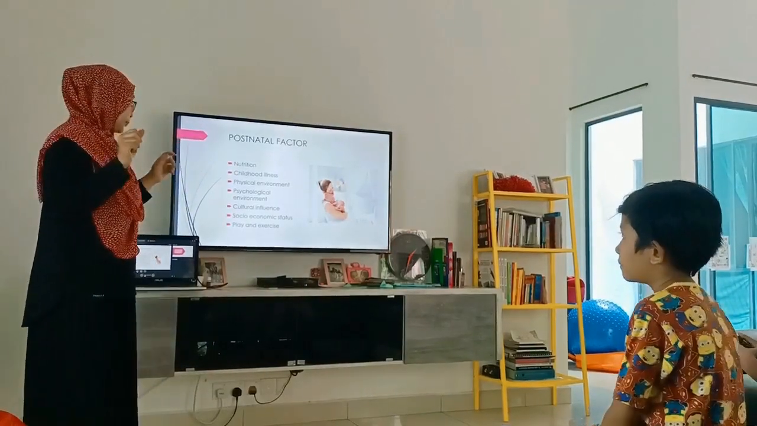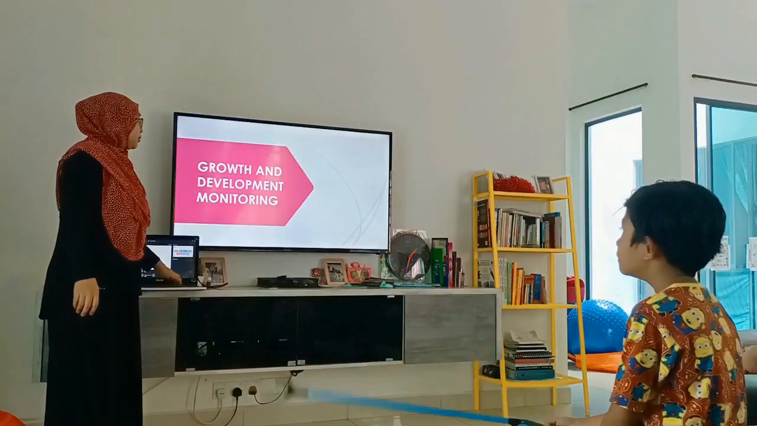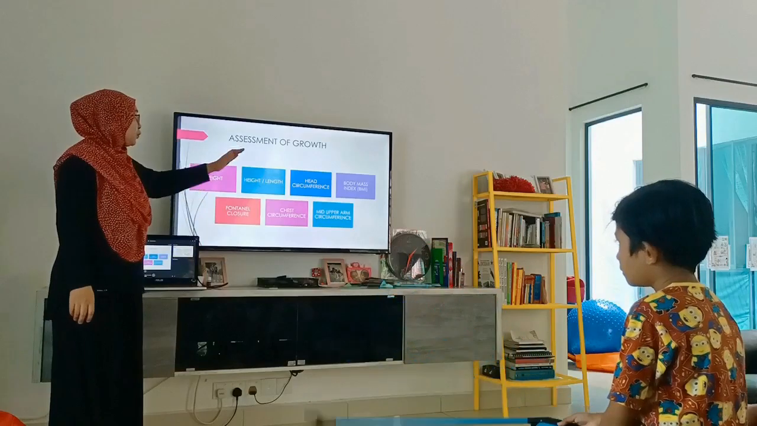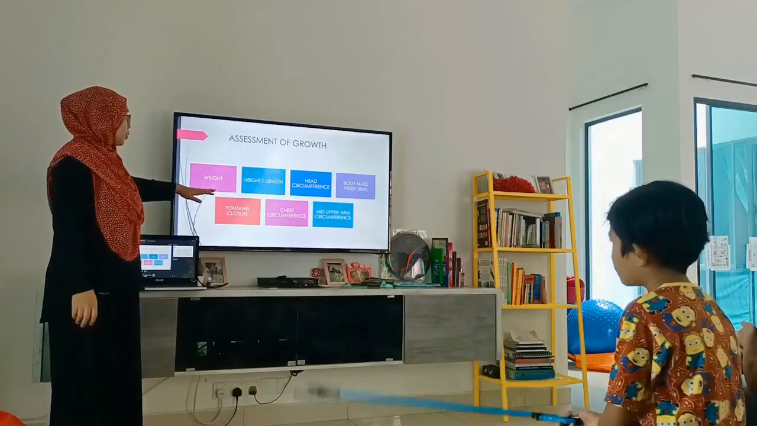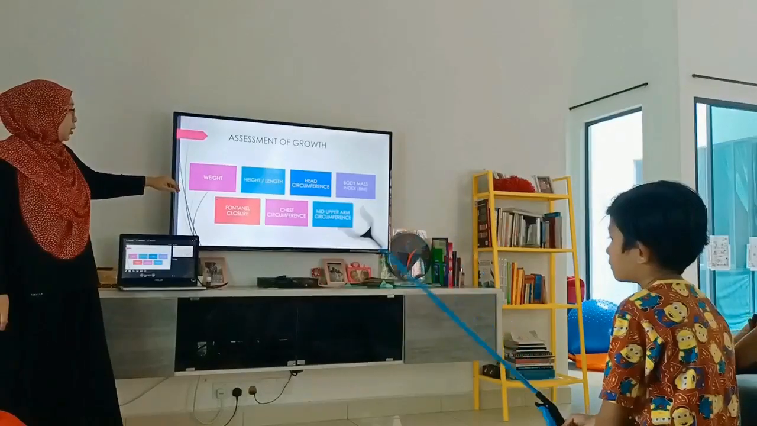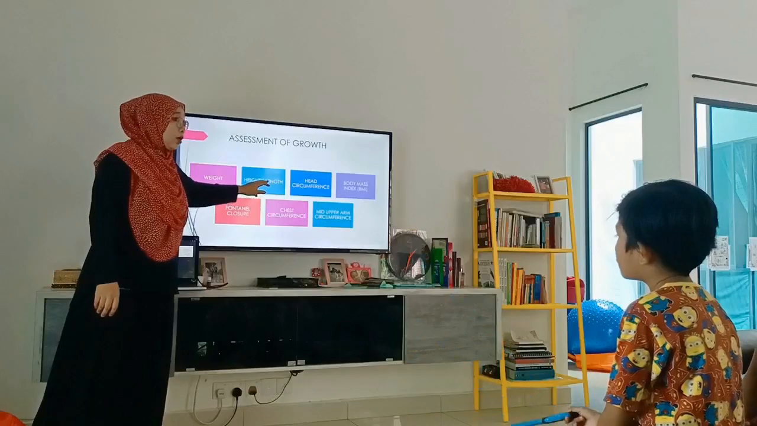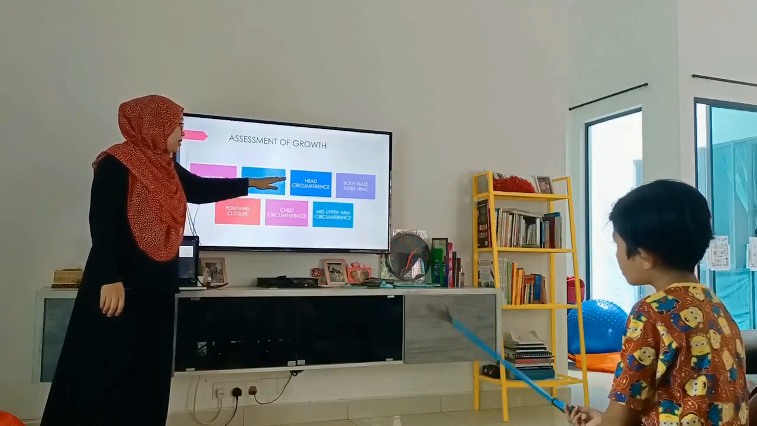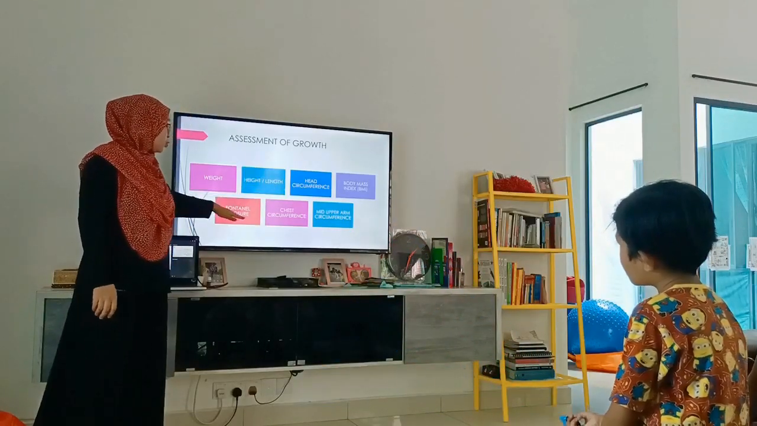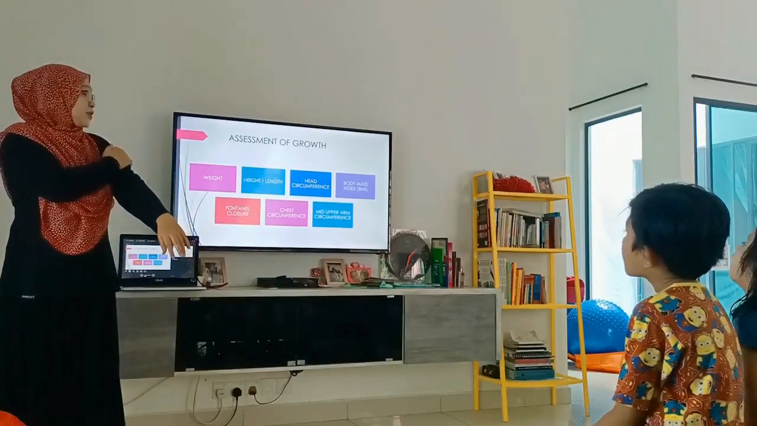Okay? Better. Okay. Growth and development monitoring. Assessment of growth. There are 7. When you do an assessment of growth, you can see from weight, height or length, head circumference, BMI, fontanelle closure, chest circumference, and also mid-upper arm circumference.